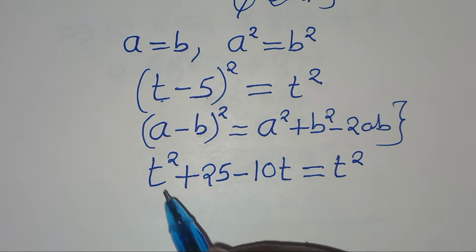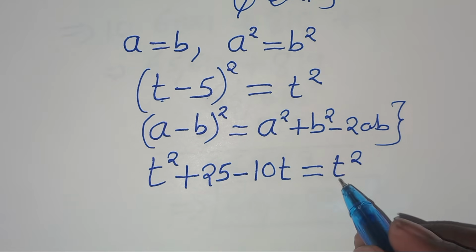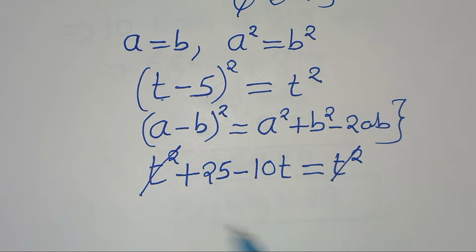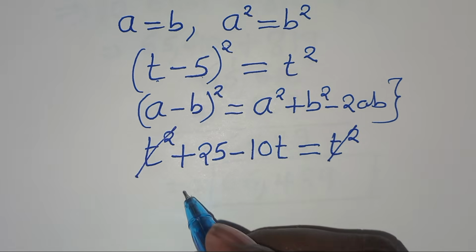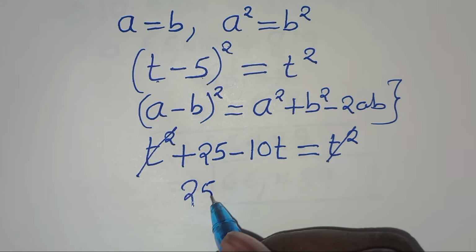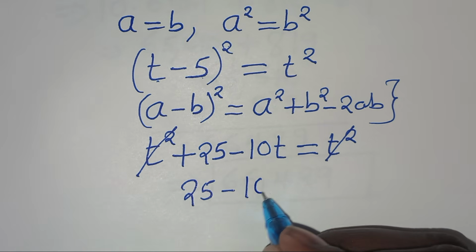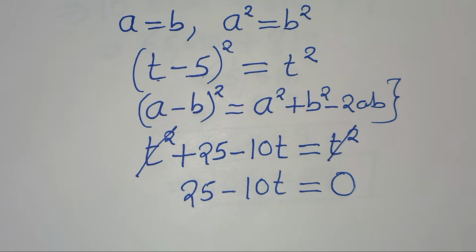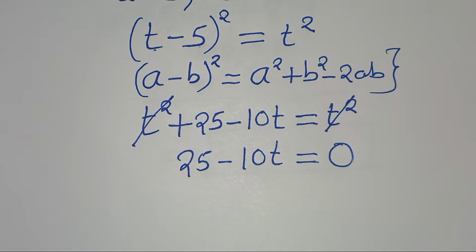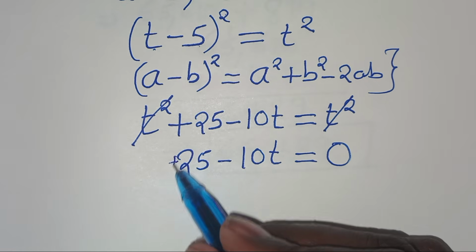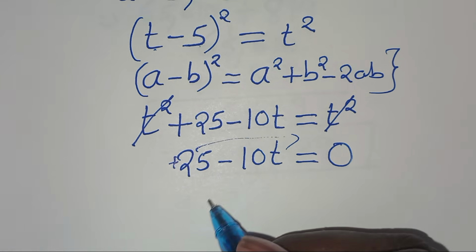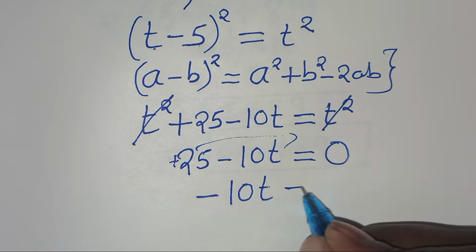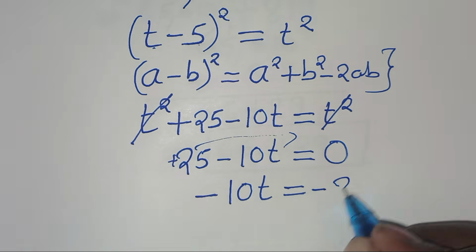Now we have t to the power of 2 and t to the power of 2 here, so this simplifies. So that now we have 25 minus 10t equal to 0. Now let's take plus 25 on the right hand side, and this means we have negative 10t, which is equal to negative 25.